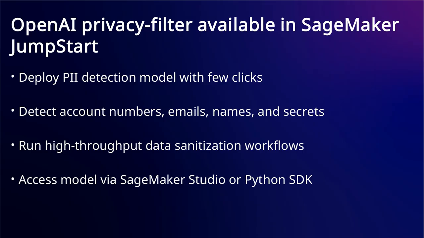Organizations handling text data face the challenge of identifying and masking personally identifiable information to comply with privacy regulations and protect sensitive data. You can now deploy OpenAI's privacy filter model through SageMaker JumpStart to build data sanitization workflows on AWS infrastructure. You can deploy the bidirectional token classification model with a few clicks to start detecting PII in your text data. The model detects multiple PII categories including account numbers, emails, names, and secrets in a single forward pass.